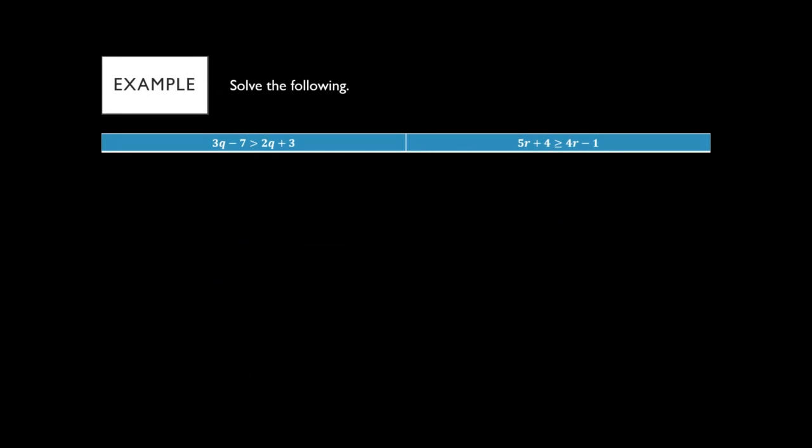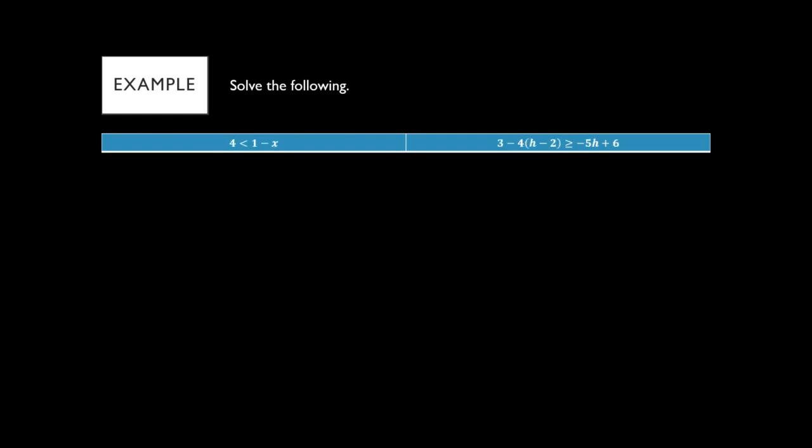So let's move on to some that are a little more complicated. Mainly, they just have multiple steps here. So we always want our variable on the left side. So our first example, we have 3q minus 7 is greater than 2q plus 3. So we have the letter q on both sides. When you're doing inequalities, you must put q on the left. The letter has to be on the left. So that is always the first thing that I do.